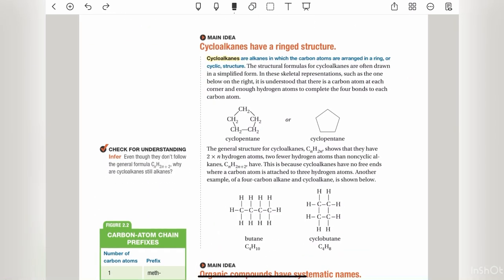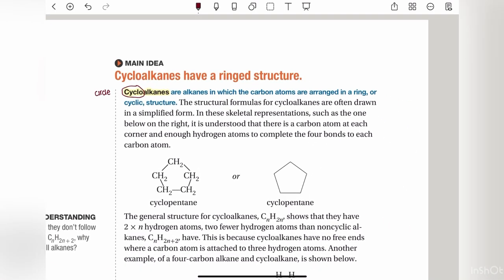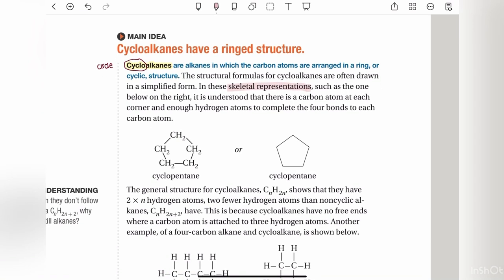Our second main idea is that cycloalkanes have a ringed structure. So cycloalkanes are alkanes in which the carbon atoms are arranged in a ring or cyclic structure. As the name implies, cyclo means like a circle. The structural formulas for cycloalkanes are often drawn in a simplified form, using skeletal representations. They call it skeletal representations because they look like skeletons, right?